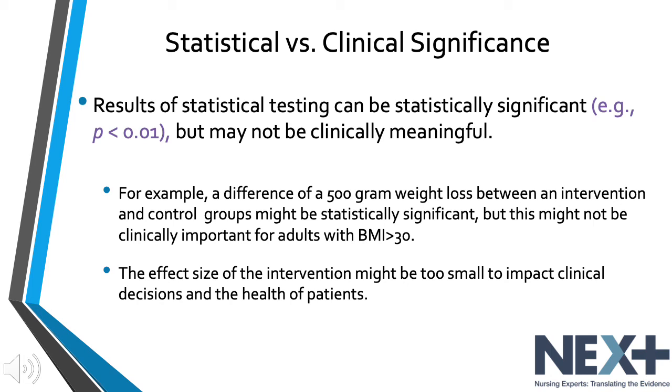For example, an exercise intervention for adults with BMIs greater than 30 that generates a 500-gram weight loss for the intervention group might reach statistical significance, but this small change may not be clinically meaningful. Will a 500-gram loss affect healthcare decisions about which medication to use or potentially reduce hypertension? That's what you have to think about when you look at statistical significance. Do these findings impact patient care?